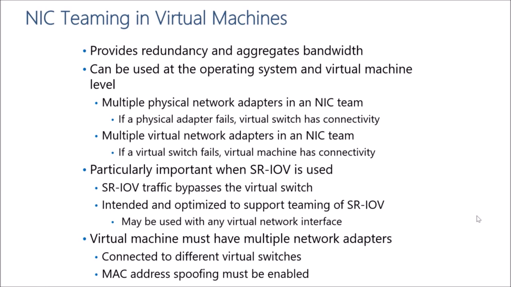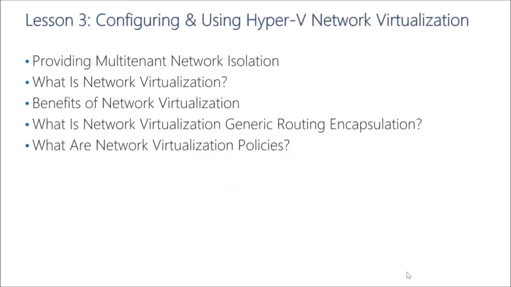It's particularly important when you're using single root I/O virtualization, SR-IOV, because the traffic bypasses the virtual switch, and teaming is intended and optimized to support SR-IOV. The virtual machine must have multiple network adapters and must be connected to different virtual switches if you use it in a virtual machine. MAC address spoofing must be enabled. So again, in this case, because they have multiple network cards, both network cards will have the same MAC address effectively, so they can communicate on both, so that if one fails, that communication still gets to that machine.